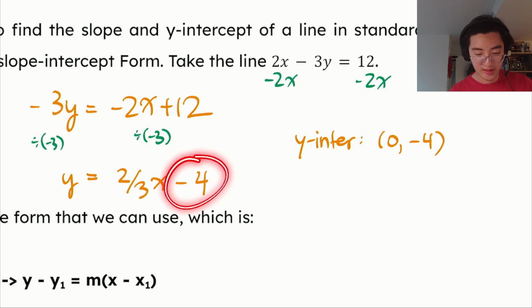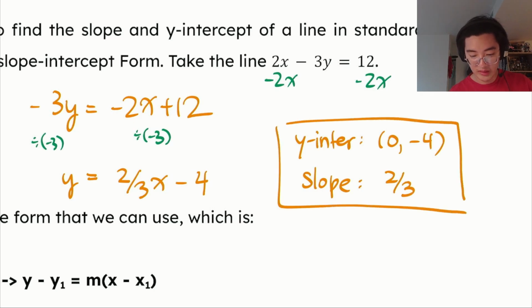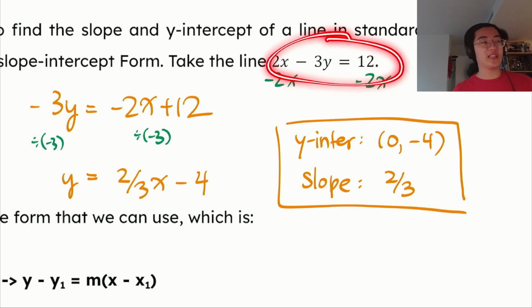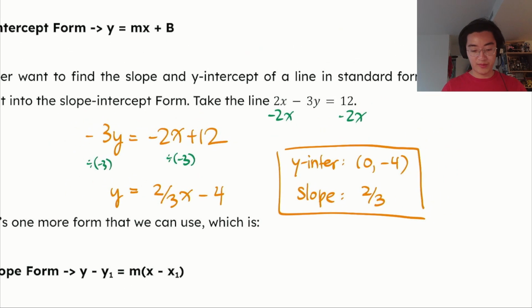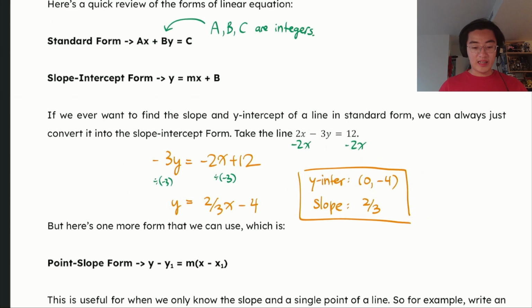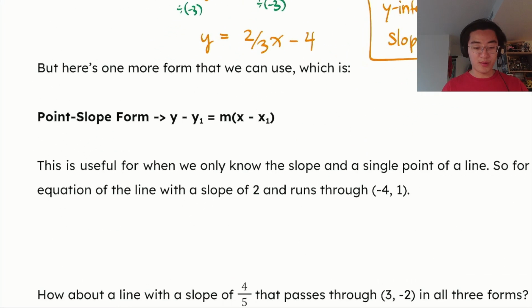So from there, we know that the y-intercept is (0, -4). That's the constant here. And the slope here is just the coefficient of x, which is 2/3. So again, we cannot really easily tell from the standard form, but by converting to the slope-intercept form, we can easily tell what the y-intercept and the slope is. Okay, and now, with just another equation we could convert to, there's this point-slope form.